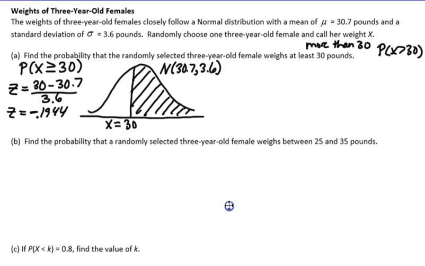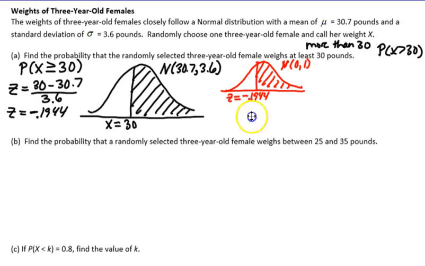Now I want to show you using a diagram what this exactly means. So this means that if I had a normal model called a standard normal model, where the mean was 0 and the standard deviation was 1, that the same value I identified on my first model with the shaded region here, this would be the Z-score, negative 0.1944. So negative 0.1944 is the same amount below the mean of the standard normal model as 30 is below the mean of the model of the weights of the 3-year-old females.